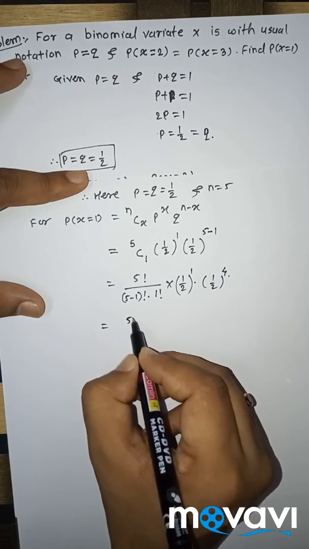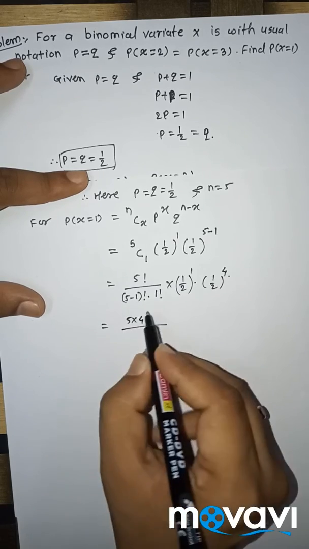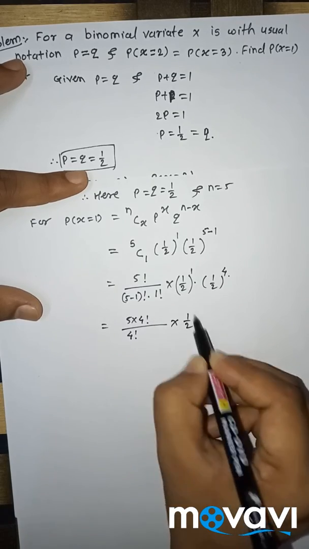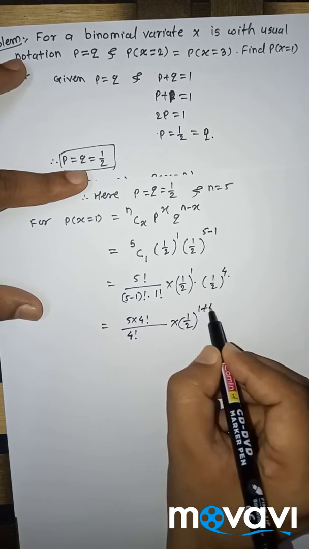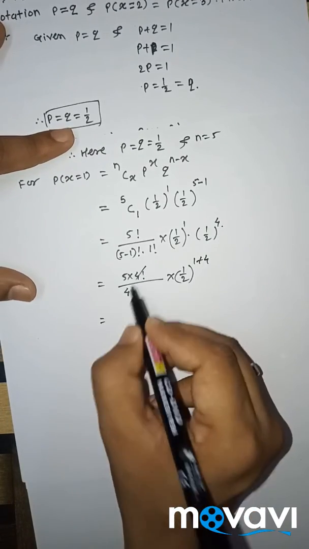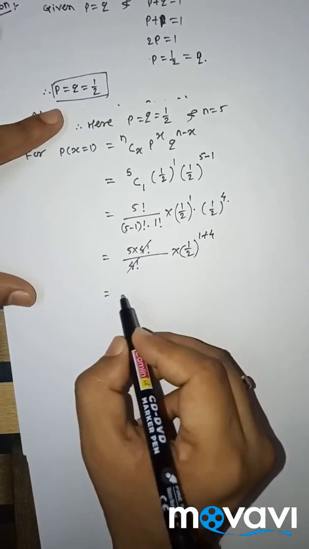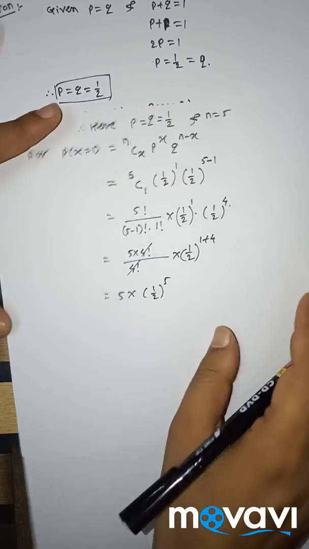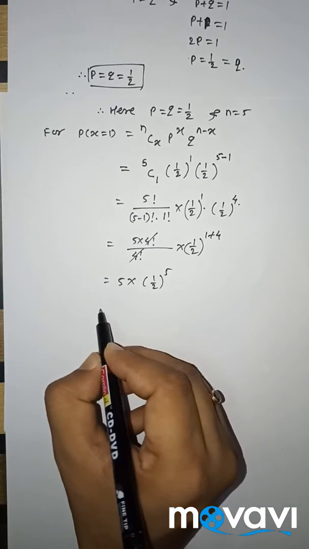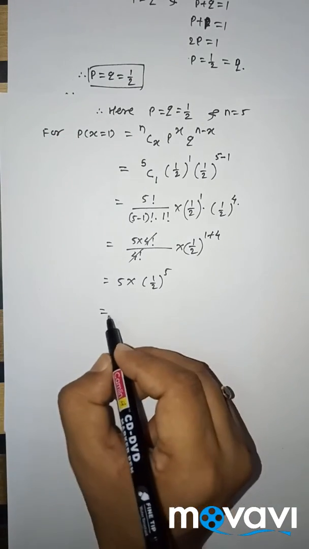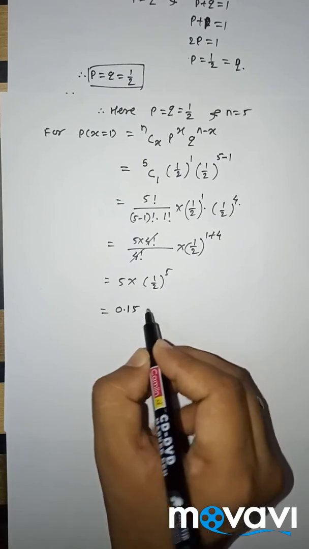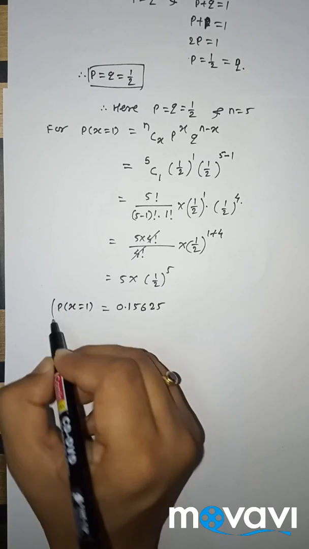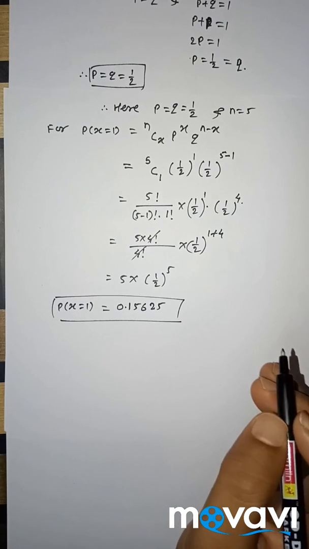5 factorial we can write as 5 into 4 factorial upon 5 minus 1 factorial, means 4 factorial. 1 factorial is 1 into half raised to this 1 plus this 4. We cancel this 4 factorial with this 4 factorial, which is equal to 5 into half raised to 5. 5 into half raised to 5, and final answer is 0.1562. Therefore, probability of X equal to 1 is 0.1562.